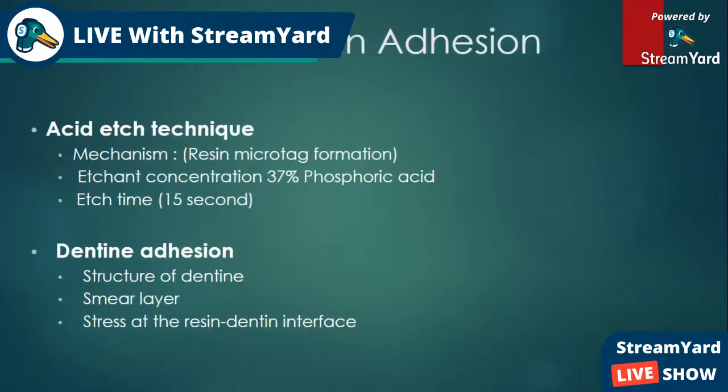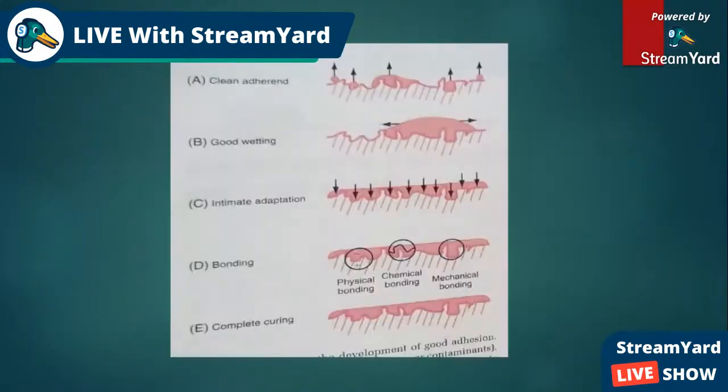Now, here's the important thing. We have talked about the composite resin, but without enamel and dentin adhesion, it's like the playground where the composite will play. These are the two main things, the enamel and dentin adhesion. So the first thing that comes is the acid etch technique. The mechanism is resin micro tag formation, and how will it be formed? Let me show you that.